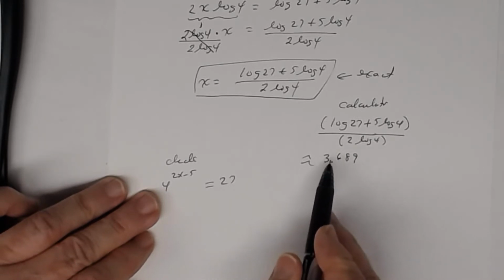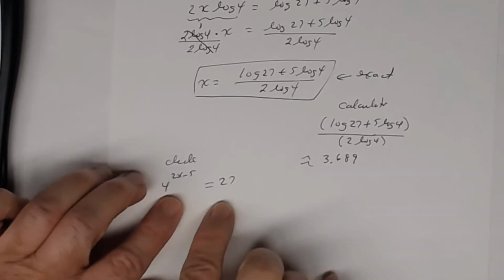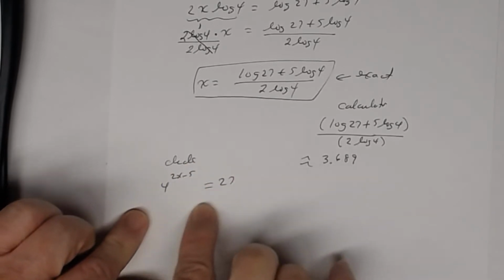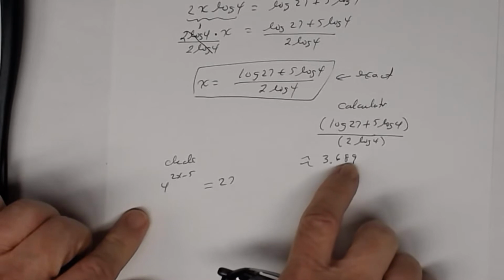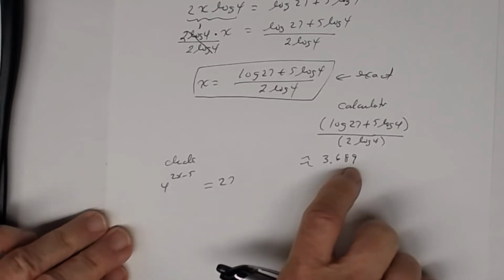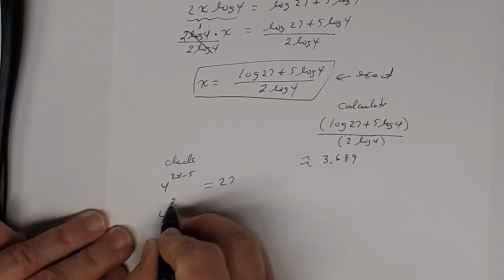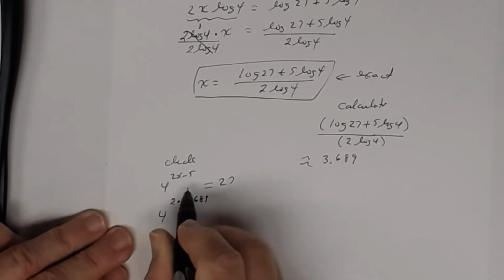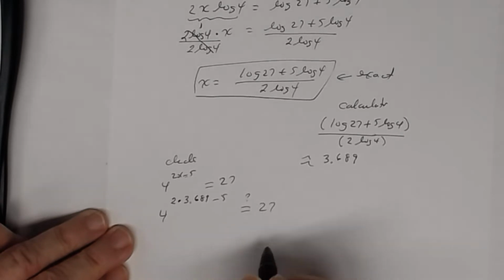So if you round off to 3.7, then this may not be as accurate as possible. So the more digits you have, the better your check becomes. But we did round off here, so let's go ahead and use what I asked you to round off to. I asked you to round off to 3 decimal places. So I get 4 raised to the 2 times, that's multiplication, 3.689, subtract 5, and I want to see that's going to equal 27.